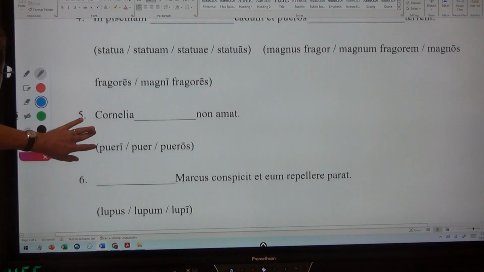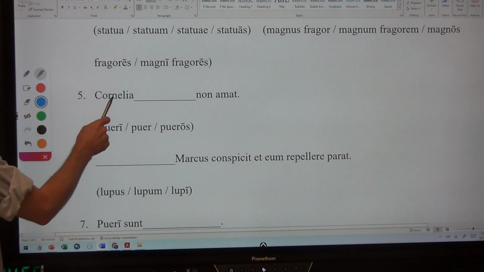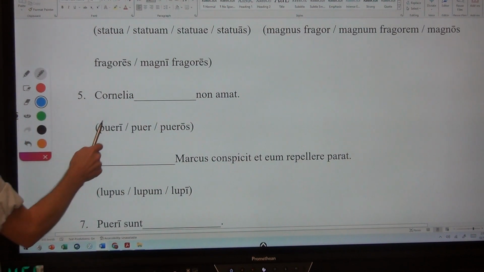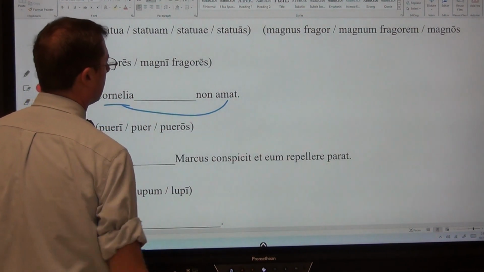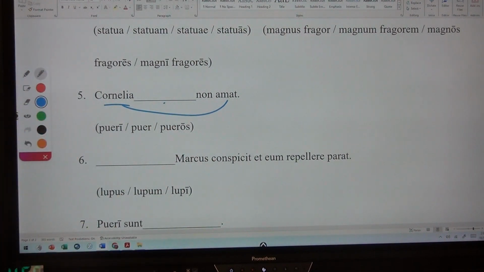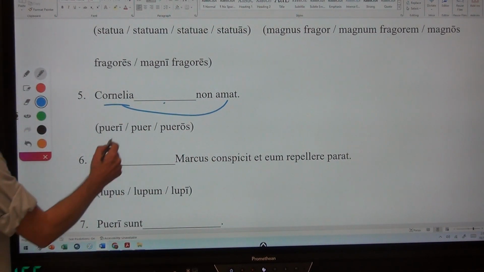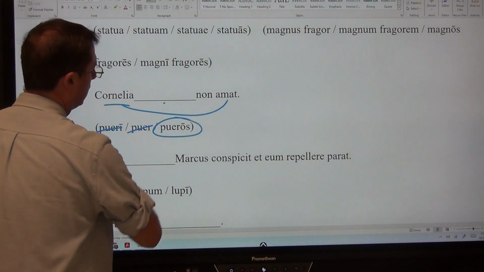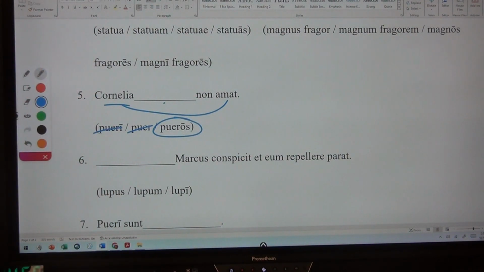Number 5, moving right along. Cornelia does not like. And so we have a subject. Cornelia is the one who's doing the not liking, so in that blank we want to figure out whom does she not like. So let's get rid of the nominative and the nominative, leaving the accusative. She doesn't like the boys, both her brother and Sextus, apparently, plural.